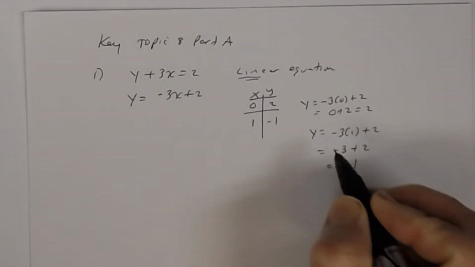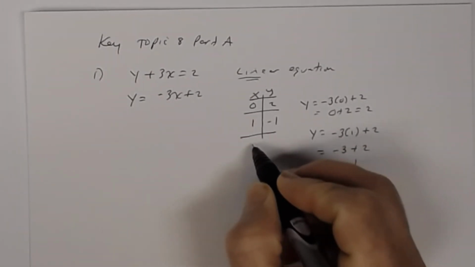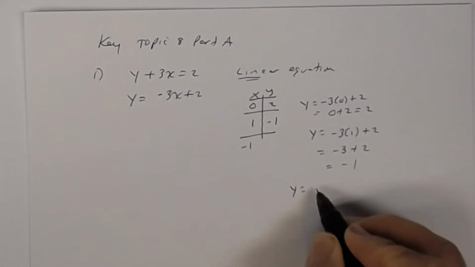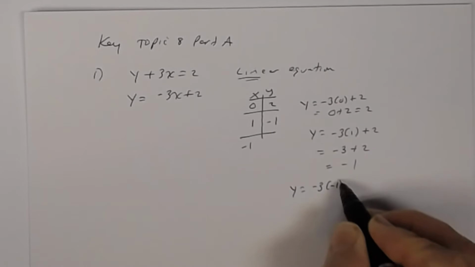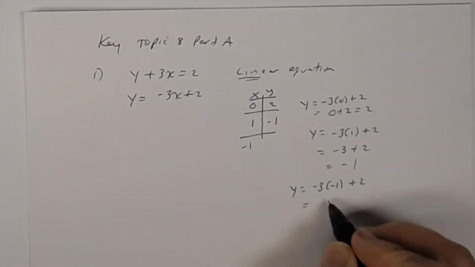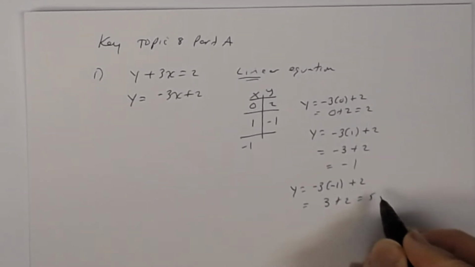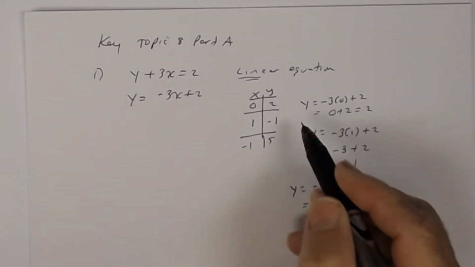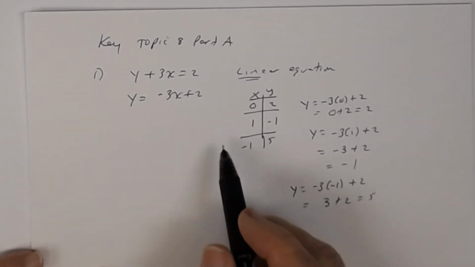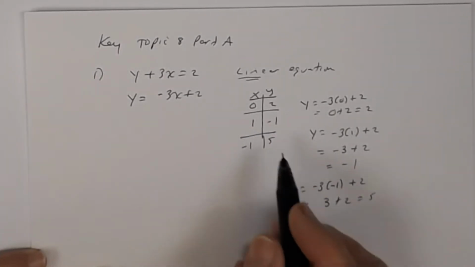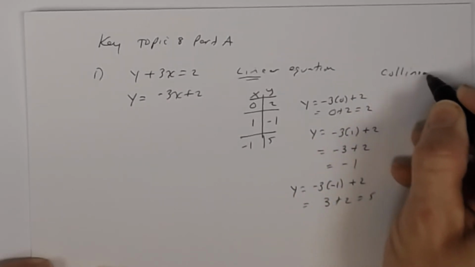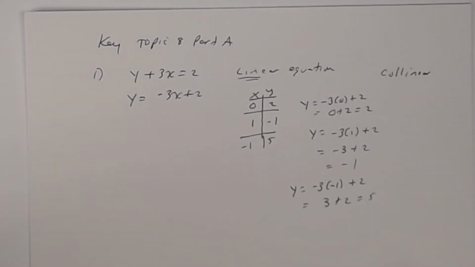So I put a negative 1 here, and then if we say let x be, in this case, negative 1, I get y equals negative 3 times negative 1 plus 2. And so I get negative 3 times negative 1 is 3. 3 plus 2 is 5. Now, all of these points, if I did this correctly, all those points should lie on the same line. So they should all be collinear. So I'm using the word collinear, meaning that the points lie on the same line.